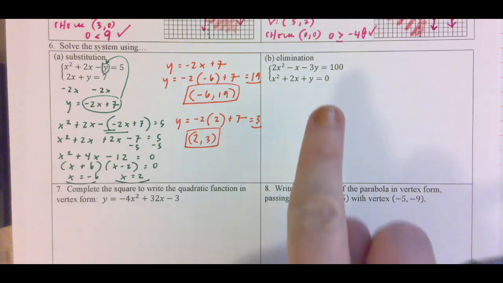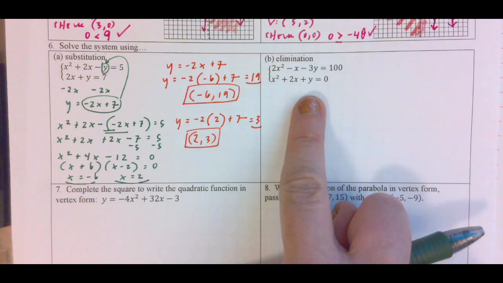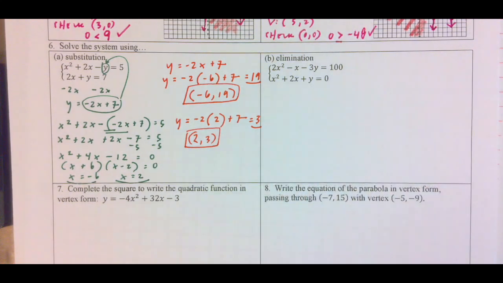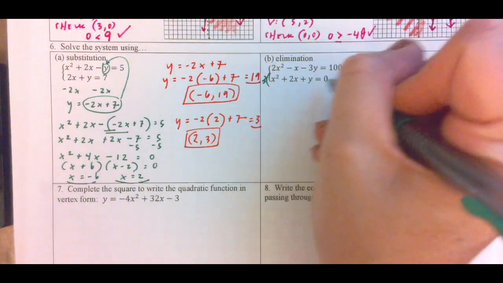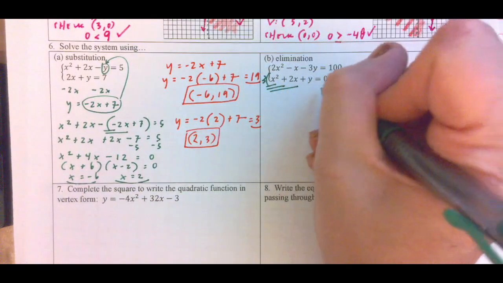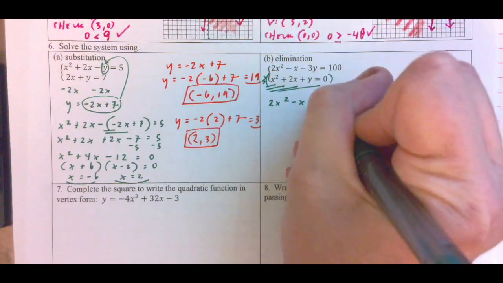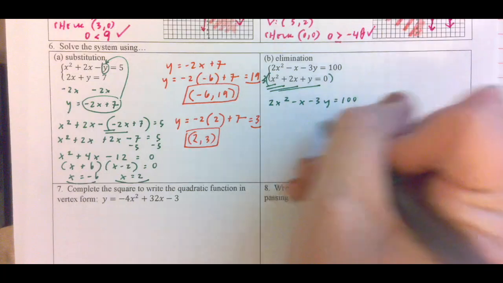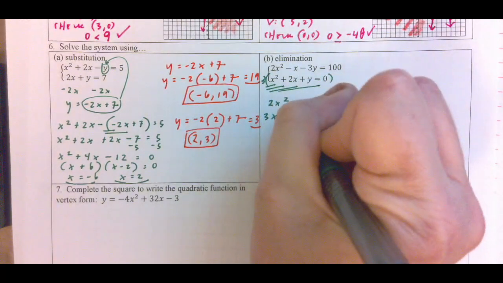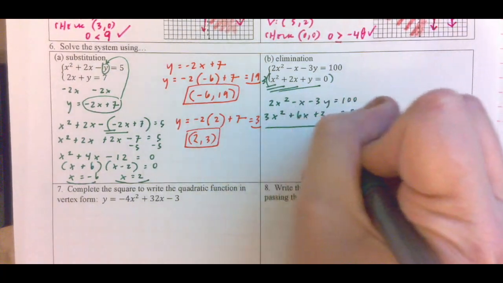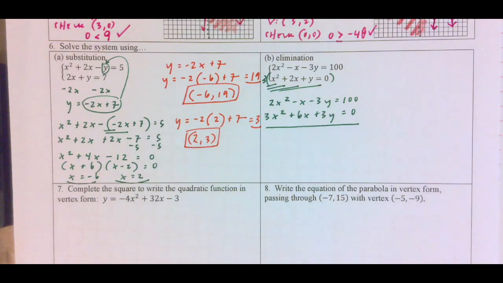Okay, this next one I want to use elimination. So I want opposites in my y. I want to get rid of the y. So I'm going to look at the y up top, -3y. Bottom is just y. So I'm going to multiply everything in that second equation by 3. Rewrite that first equation. Triple everything on the bottom. Add down to eliminate the y.